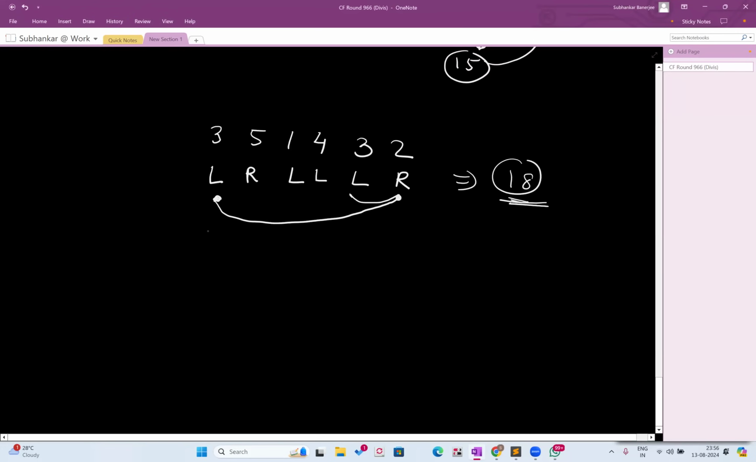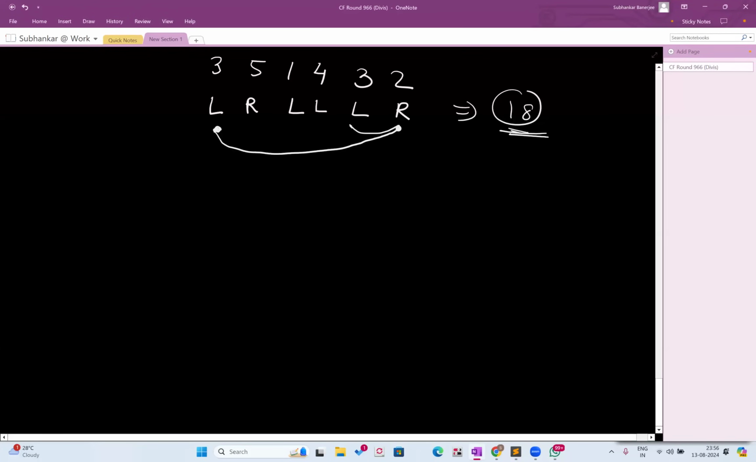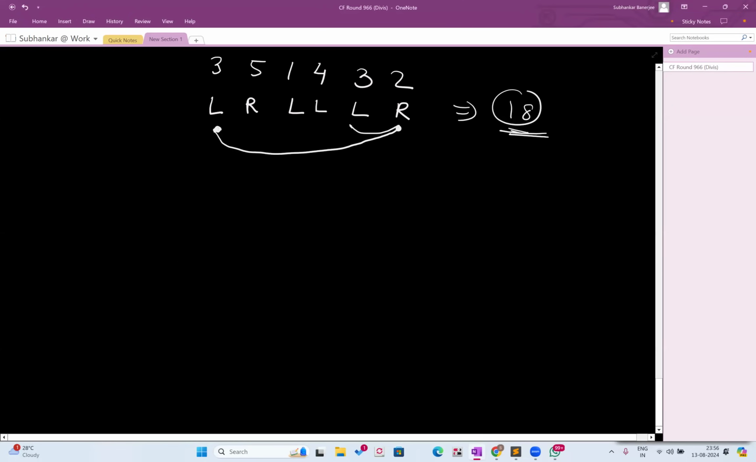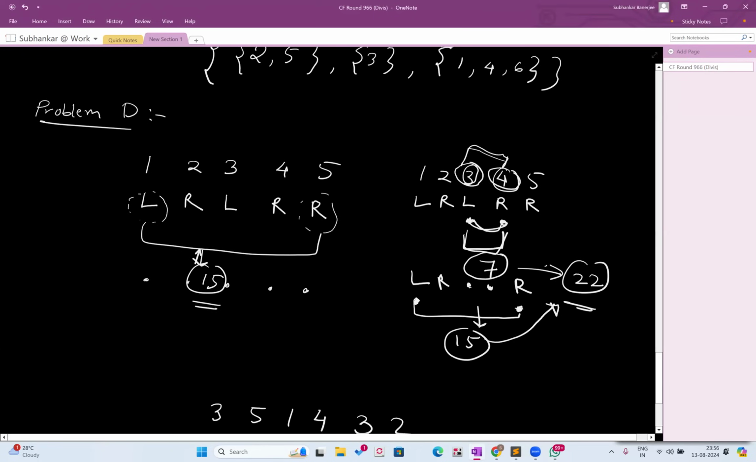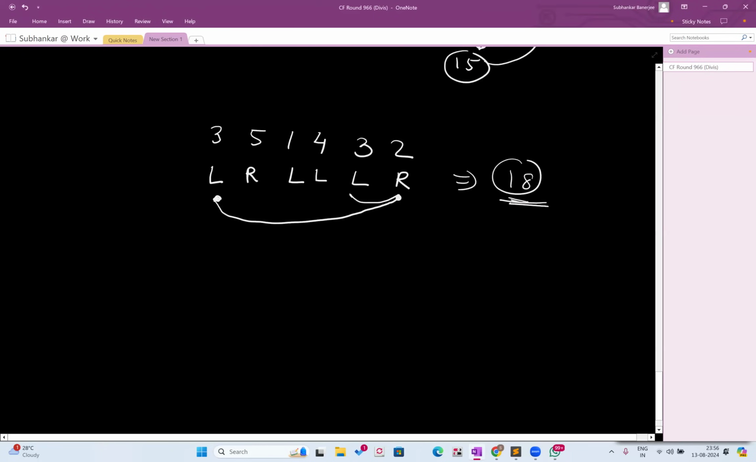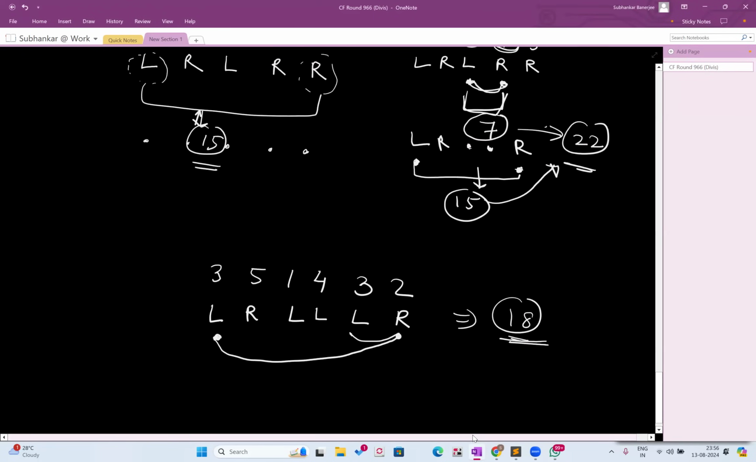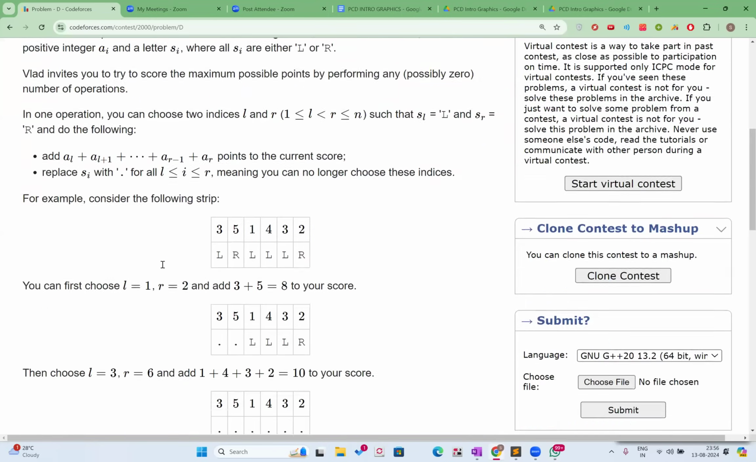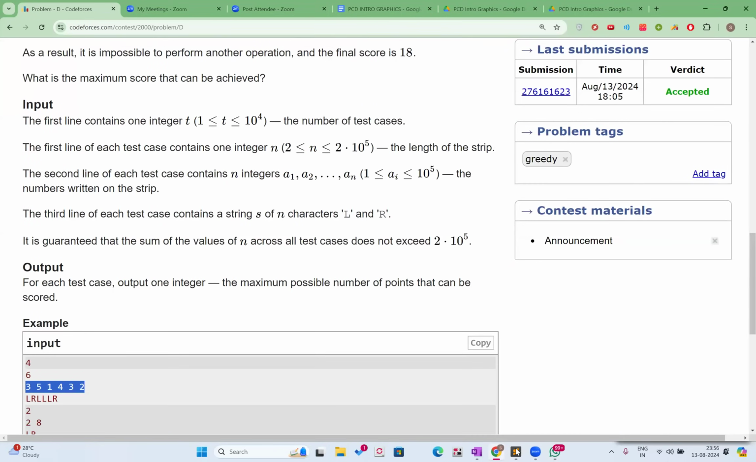So is everyone fine with the question? What is the question asking? I'll go into the solution in a while, but are you clear with the question? What is the score, and how can we change the score and add numbers to the score?